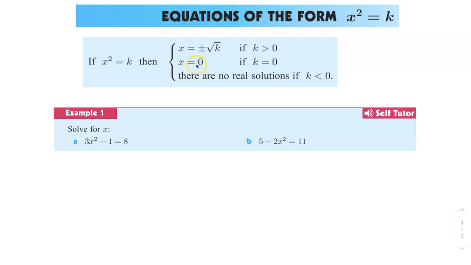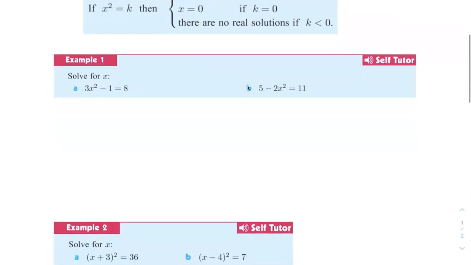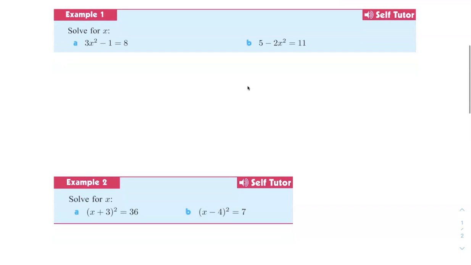And here's the thing, IB doesn't really deal with imaginary numbers, so if this is a negative, you take the square root of a negative, you get imaginary numbers, but in IB we're going to say there's no real solutions. So, I mean, you could still solve it, but it's no real solutions. So let's solve a couple of these.